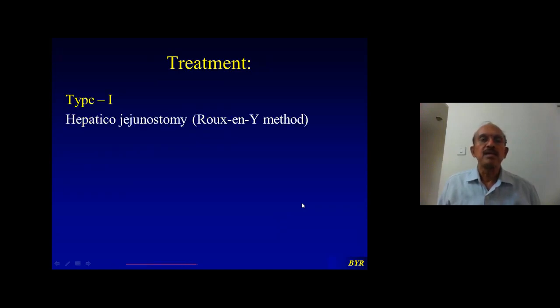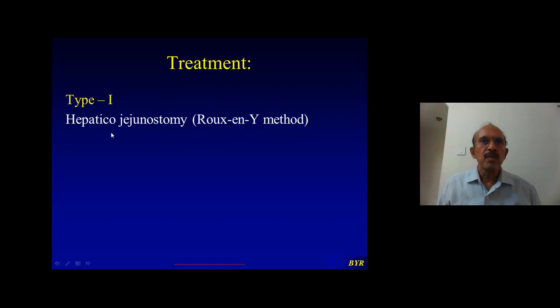Treatment, type 1: hepaticojejunostomy, Roux-en-Y method. This Roux-en-Y method is a wonderful procedure to do anastomosis in various parts of the alimentary tract. All of you should know this method, because as we go down the various subjects, that means stomach, the intestines, the colon, the rectum and the anus, we will come across this Roux-en-Y method. If you know about it, well and good, we'll go ahead with the topic. Otherwise, I will discuss how the procedure is performed.